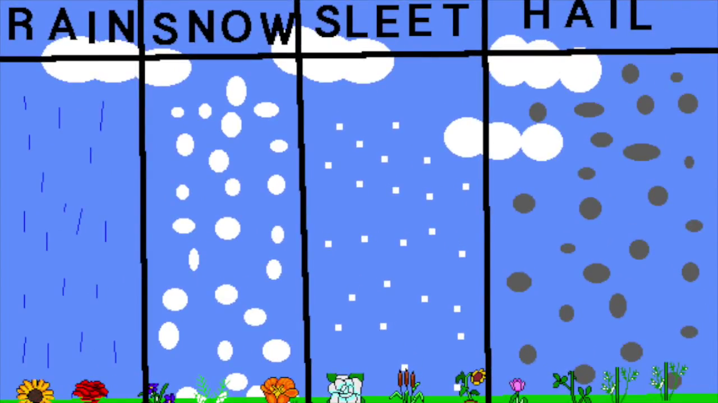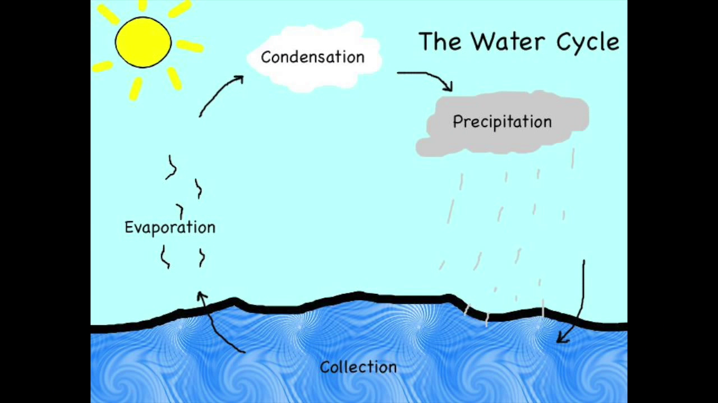The final stage of the water cycle is precipitation. During precipitation, the cloud that formed during condensation becomes full of water, and it has to fall from the cloud in either rain, snow, sleet, or hail. This is known as the water cycle because these stages happen over and over and over again.